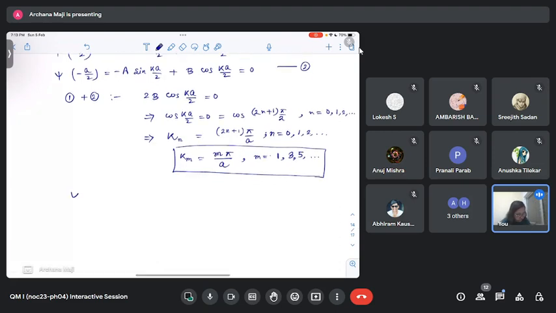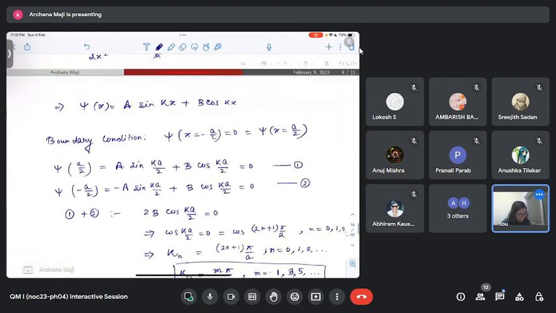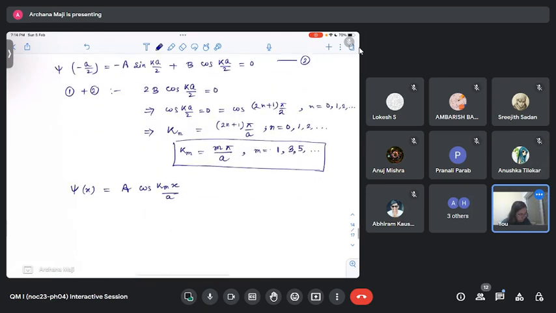So the wave function is then equal to A cos(k_m x) over a when m is odd.